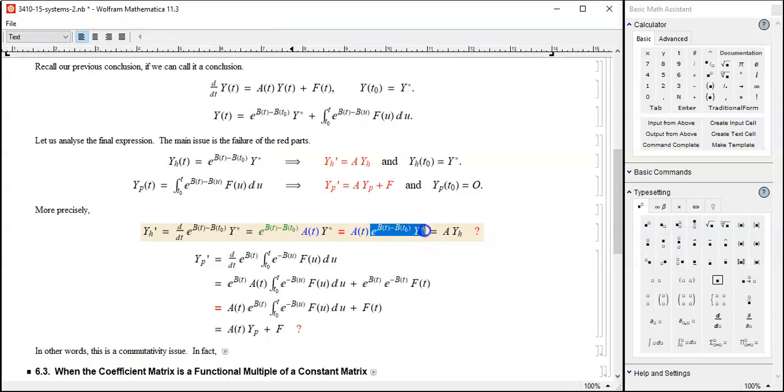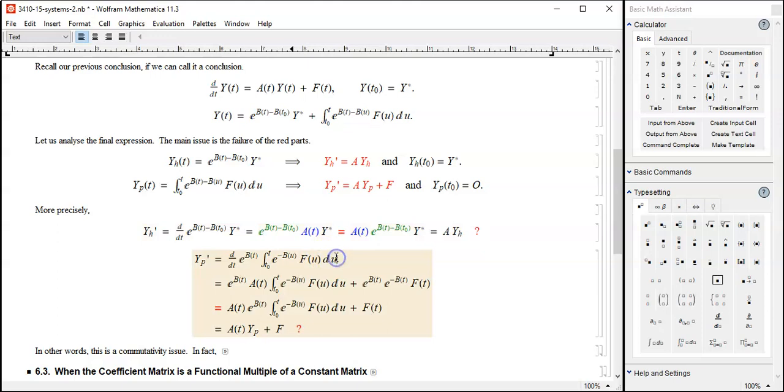And this is y, so we have a times y. All works out if I can switch these two. So, if this part, exponential, and a are commutative, then no problem. But in general, they do not commute. That's why this is failing.